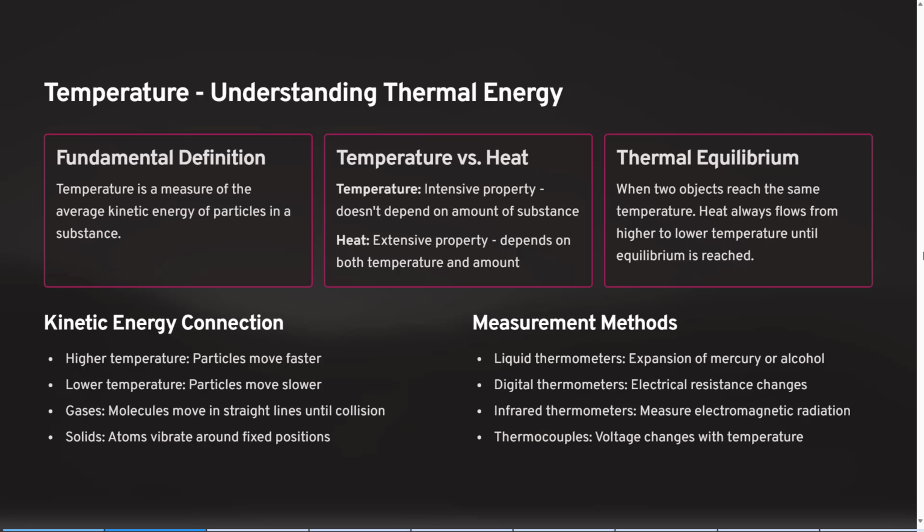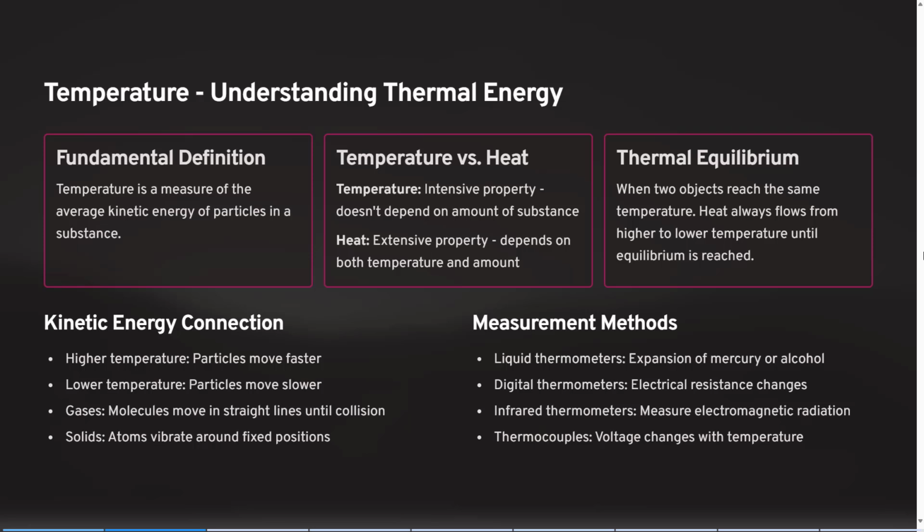Here is a crucial distinction you need to remember. Temperature is an intensive property. It doesn't matter if you have a cup of coffee or a bathtub of coffee at the same temperature. The average particle energy is identical. This is different from heat, which is extensive and depends on the amount of substance.